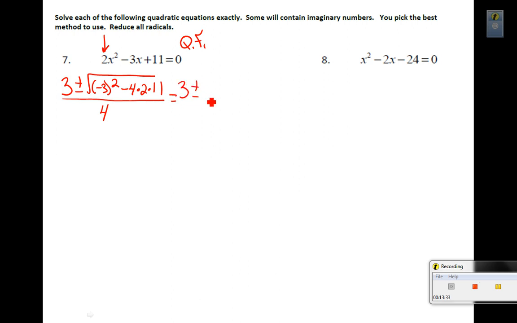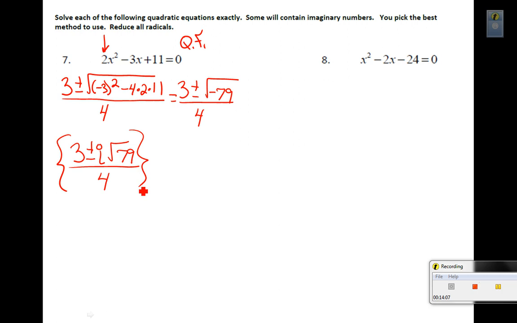I'm going to go 3 plus or minus the square root of something over 4. And then you'll grab your calculator and make sure this negative 3 is in parentheses. So negative 3 squared minus 4 times 2 times 11. And when I did that, I got negative 79. So something I know, there's an i in this answer. So my answer, 3 plus or minus i square root of 79 all over 4. I'm done because the square root of 79 does not reduce. So we're done.